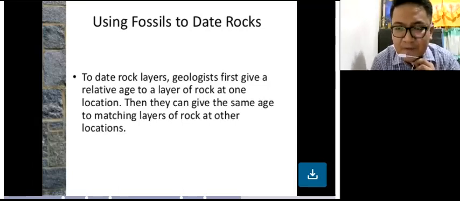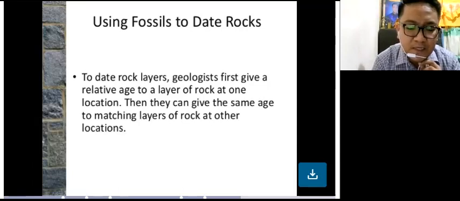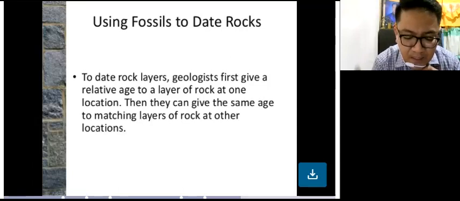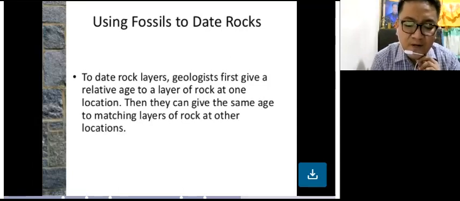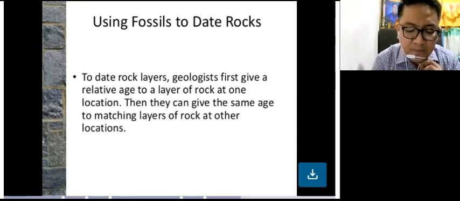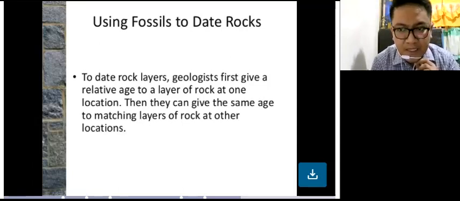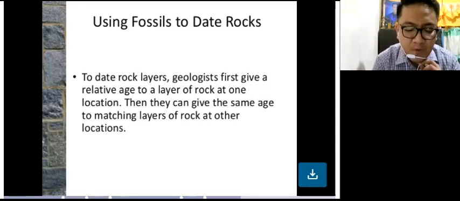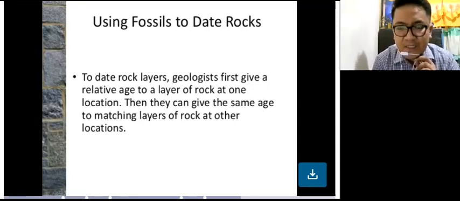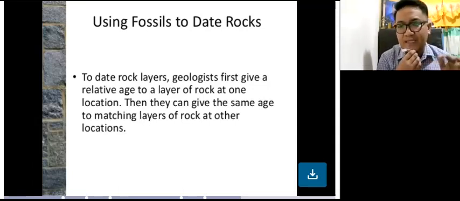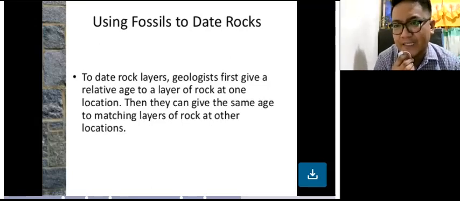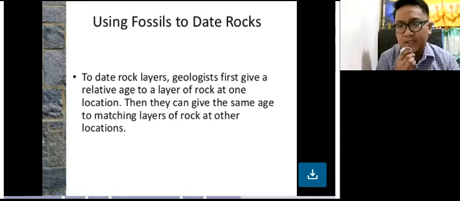Meron po tayong ma-identify po doon that the law of original horizontality is that layers of sediments are originally deposited horizontally. Those strata that are found not in horizontal order may have been deformed by the movement of the earth's crust. So yun din po, pwede natin dagdag na idea po pagdating po sa tinatawag nating stratification of rocks.